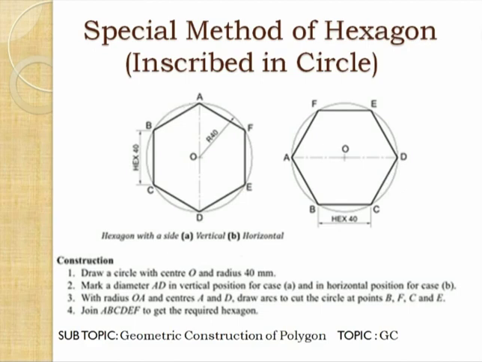In the second figure, this is the horizontal hexagon. In the first figure, it is a vertical hexagon. So for the initial point, we have drawn the diameter AD horizontal and taken the initial point on the horizontal diameter. So you will get the horizontal hexagon in the same way.